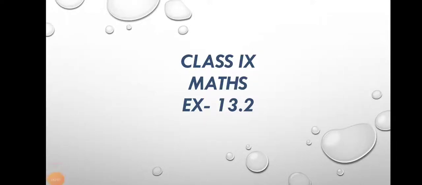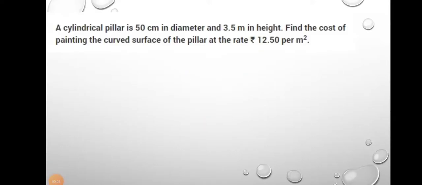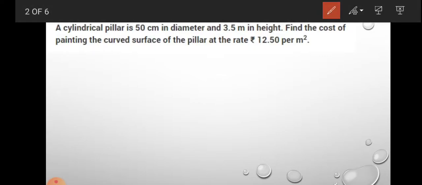Class 9th Maths Exercise 13.2. Question number 5. A cylindrical pillar is 50 centimeter in diameter and 3.5 meter in height. Find the cost of painting the curved surface area of the pillar at the rate of rupees 12.50 per meter square.